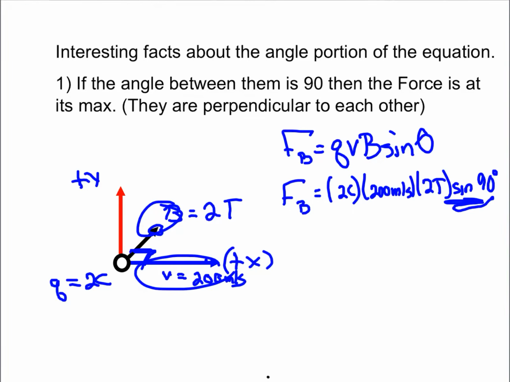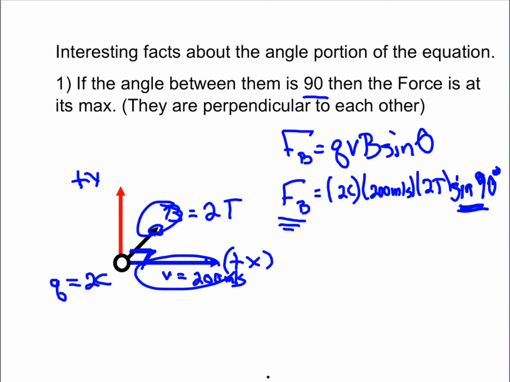So anything smaller than 90 degrees is going to give you some fraction of 1. So sine of 90 degrees is the biggest, which means in any other situation, this number would be smaller than 1, which would make this number smaller.